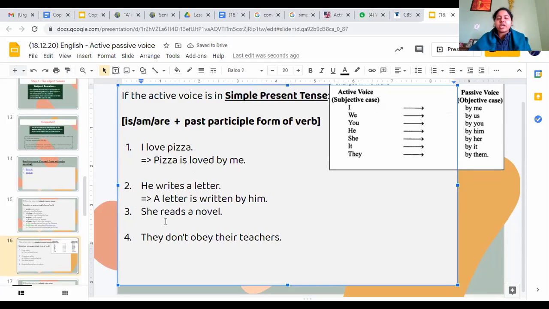For the third one, everyone write in the chat box instead of saying the answer out loud. Don't say the answer. Let's give everyone a chance. Third sentence: She reads a novel. Shubham, always keep in mind there is an article also there, so you have to include that also. A novel is read by her. Perfect. Very good job, everyone. Similarly, now you can send the fourth one also. What will the fourth one become?